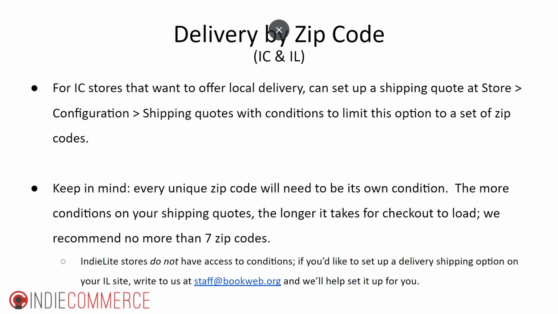For stores that want to also offer a local delivery option, you can set up a shipping quote at Store, Configuration, Shipping Quotes, and add conditions to limit this shipping method to a set of zip codes. And when considering this, one thing to keep in mind, however, is that every unique zip code will actually need to be its own condition. And the more conditions on your shipping quotes, the longer it takes for checkout to load. We recommend no more than 7 zip codes in order to keep the checkout speed consistent.